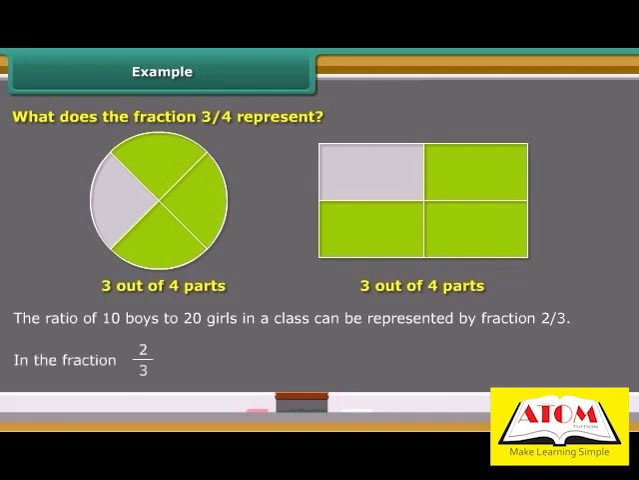In the fraction 2/3, number 2 is called the numerator of the fraction and number 3 is called the denominator of the fraction.